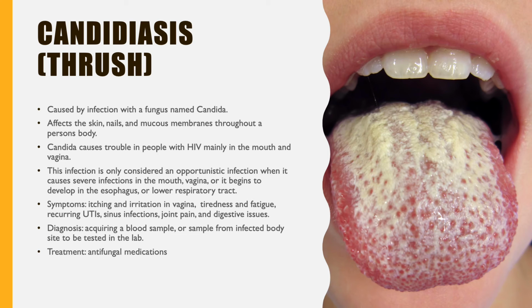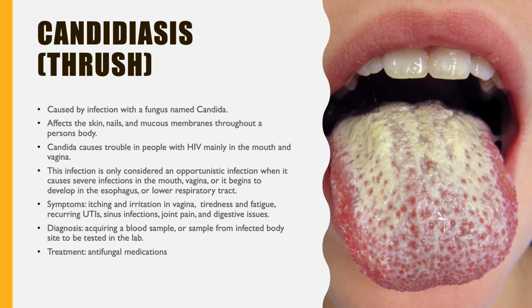The first opportunistic infection in HIV and AIDS we will talk about is candidiasis, which is also known as thrush. This is caused by infection with a fungus named Candida. It affects the skin, nails, and mucous membranes throughout a person's body. The Candida fungus causes trouble in people with HIV, mainly in the mouth and vagina. This infection is only considered an opportunistic infection when it causes severe infections in the mouth, vagina, or it begins to develop in the esophagus or lower respiratory tract.